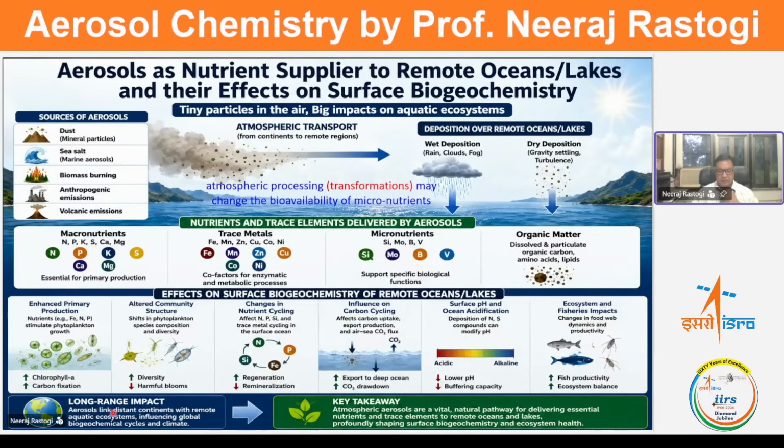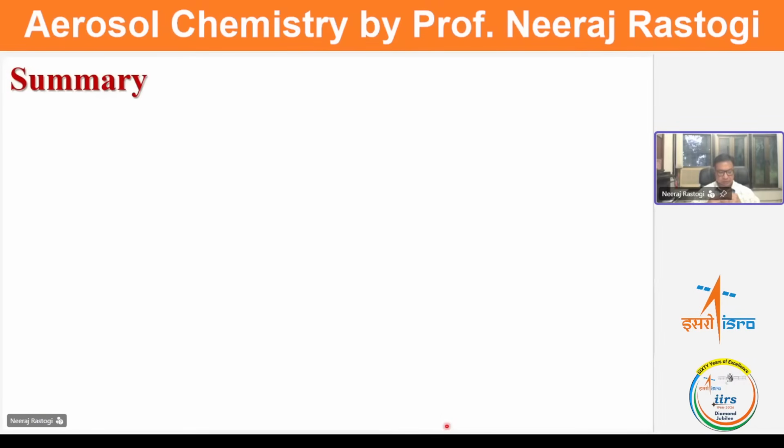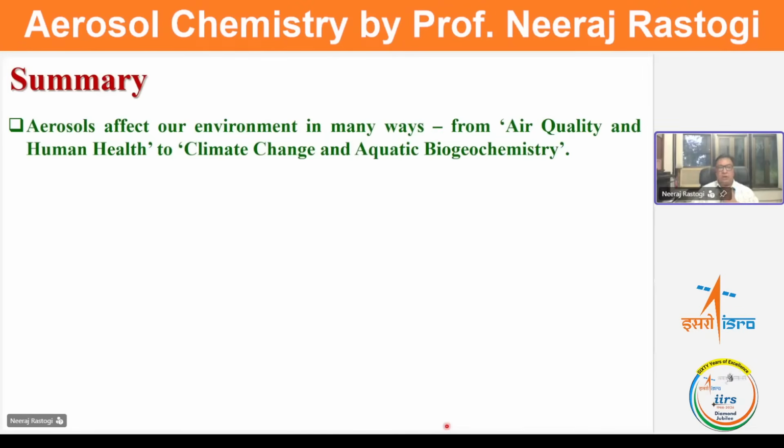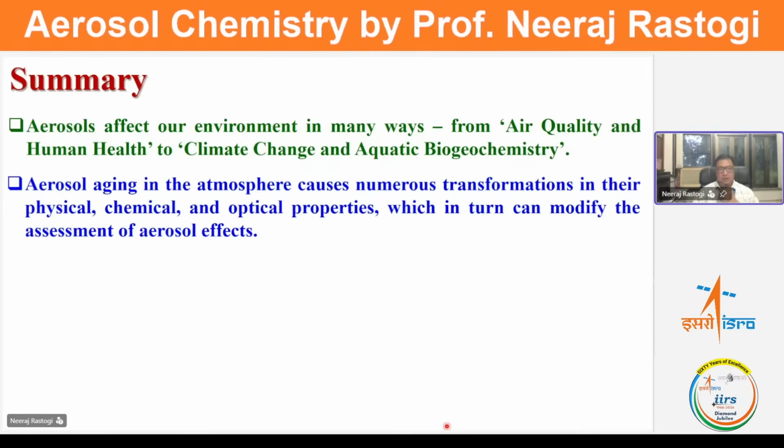So overall, aerosols linking distant continents with remote aquatic ecosystems influence the global biological cycle and climate. Atmospheric aerosols are a vital natural pathway for delivering essential nutrients and trace elements to the remote ocean and lakes, which profoundly shape surface biodiversity and ecosystem health. Now, if I summarize everything together, what does that mean? Aerosols affect our environment in many ways, from air quality and human health to climate change and aquatic biodiversity. We have seen examples of almost all of them.